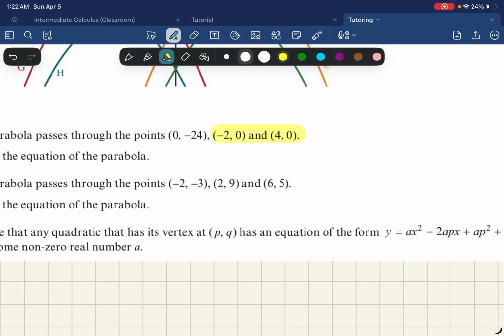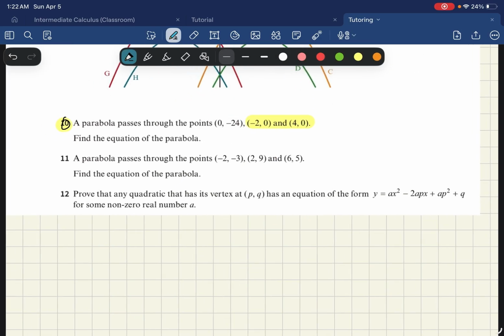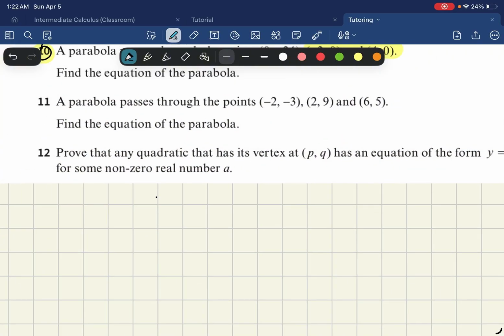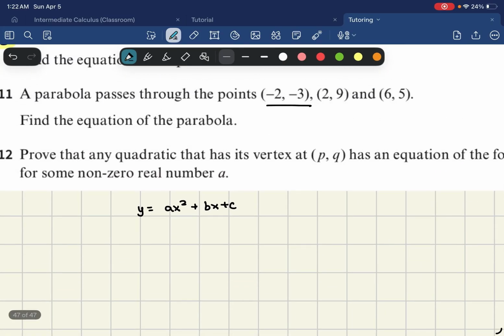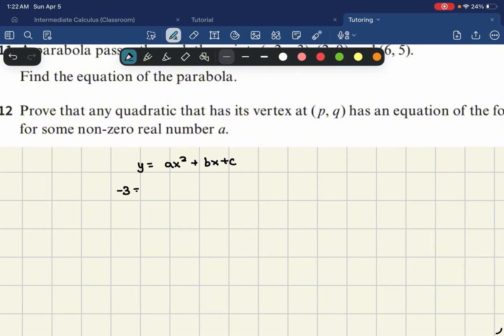Here we had the x-intercept, so that was easier to solve. But now we don't have the roots, so we can't use the factorized form. So let's use the standard form. So y is equal to ax squared plus bx plus c. Substitute the first values, -2, -3. So y is -3, x is -2 squared plus b times -2 plus c.